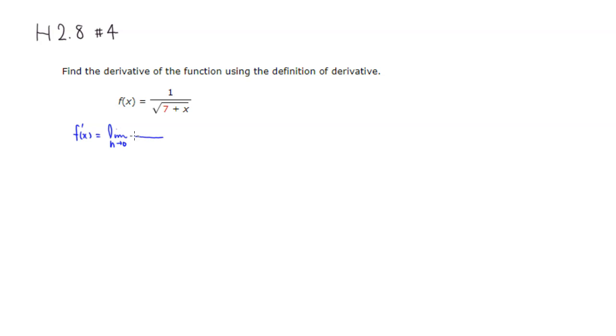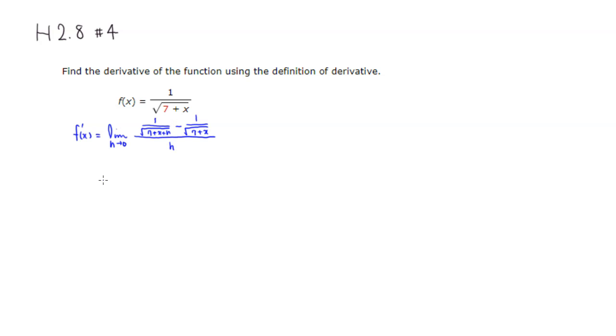So we need to have f of x plus h. I'm going to do that using the function notation. Every time we see x, we're going to put x plus h. So 1 over square root of 7 plus x plus h, minus f of x. You just put exactly the same as the original function. And then all over h.